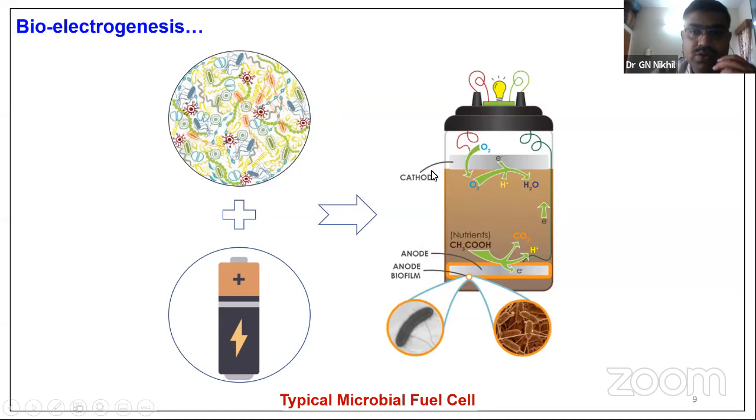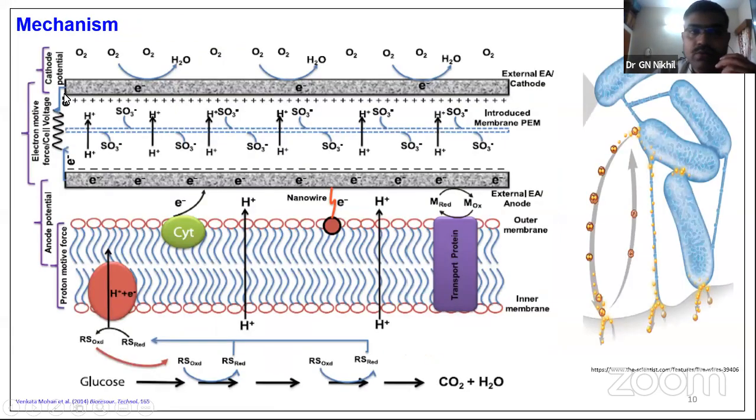And when you close these two electrodes, there is an observation made that the electrons from one electrode reach the other electrode, the cathode. And that's how it is a microbial fuel cell. Let us try to discuss the mechanism part of it.